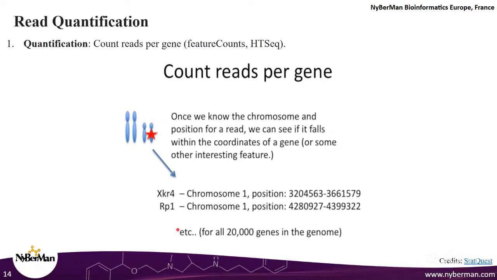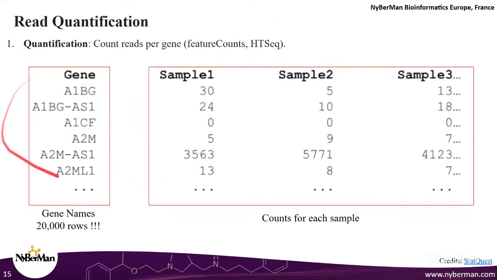And eventually, once you have done this using tools such as featureCounts or HTSeq, you end up with something like this. This is known as a counts matrix. Okay. It's just a very fancy way of saying that this is a table. You basically end up with a table where the first column is the name of the gene, and every other column after that is the name of each sample, or your sample identifier.